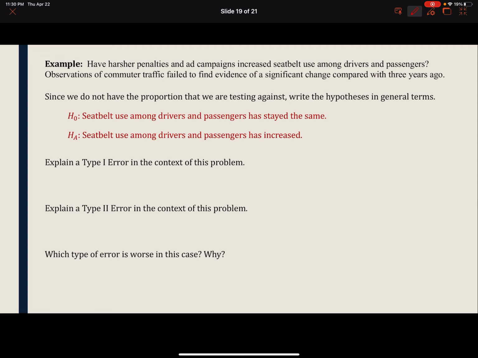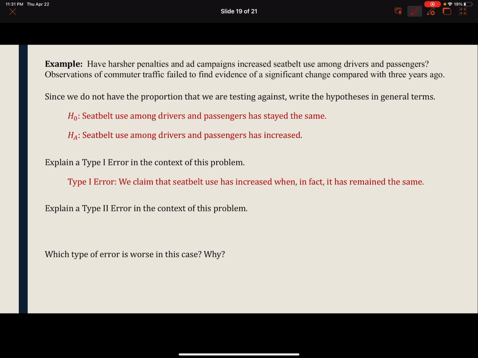Now we want to explain a type 1 error. And remember that a type 1 error occurs when we reject the null. We reject the null and we say we have evidence for the alternative. So in the context of this problem, we would claim that we have evidence that seatbelt use has increased when in fact it's remained the same.